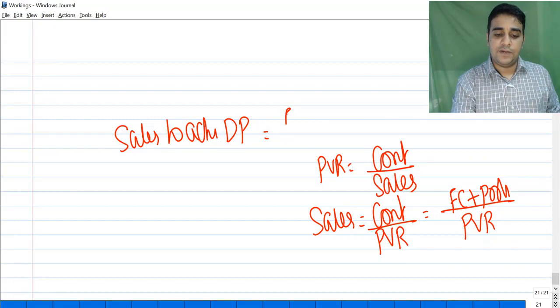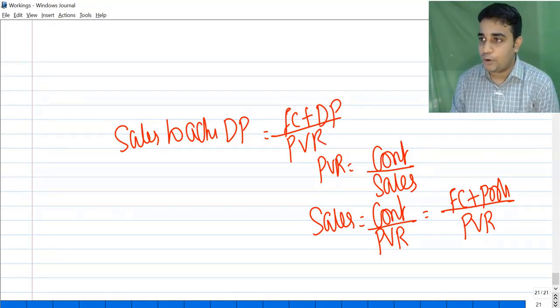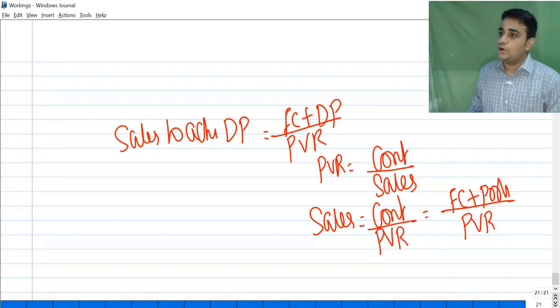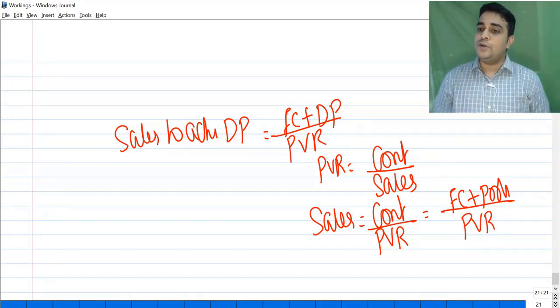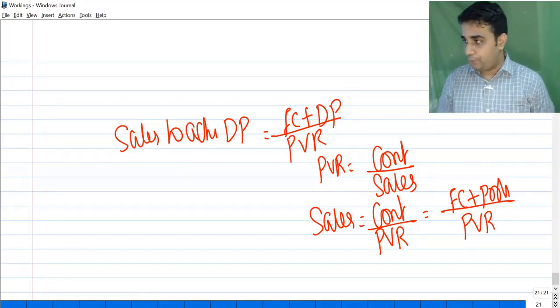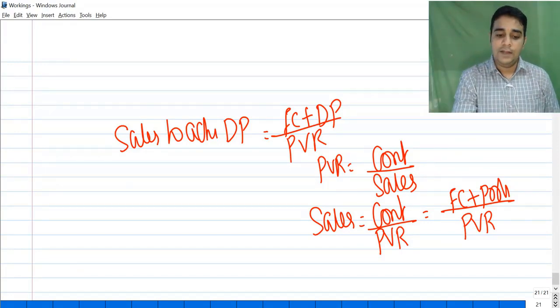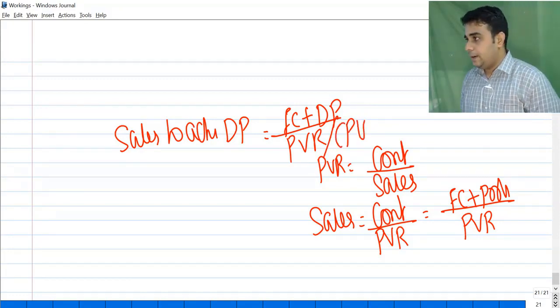So sales to achieve desired profit is equal to fixed cost plus desired profit by PVR. This is the derivation of the formula. Your PVR is equal to contribution by sales. So sales is equal to contribution by PVR, and contribution is nothing but fixed cost plus profit. Profit is desired profit. You can divide by PVR, you can also divide by contribution per unit.